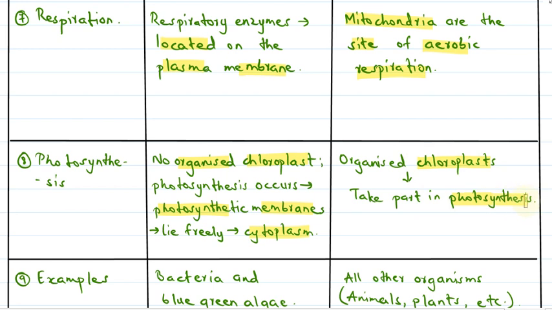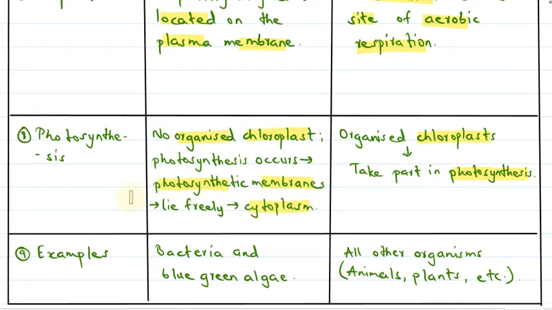of photosynthesis. Okay, so in eukaryotes, the plants are photosynthetic organisms. They have organized chloroplast and they are the site where photosynthesis takes place. Okay, and animals are not photosynthetic organisms. They do not have chloroplast. Then we considered few examples of each category. So bacteria and blue-green algae are the examples of prokaryotic cells, whereas all the other organisms could be the examples of eukaryotic cells, for example animals, plants, even human beings, etc.